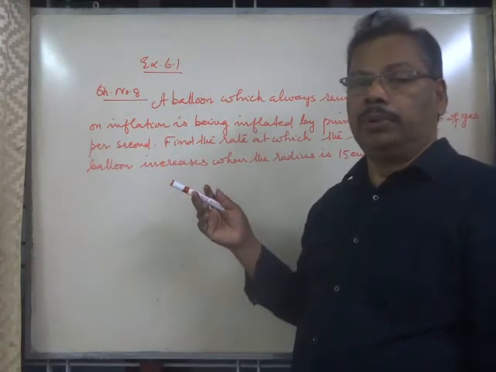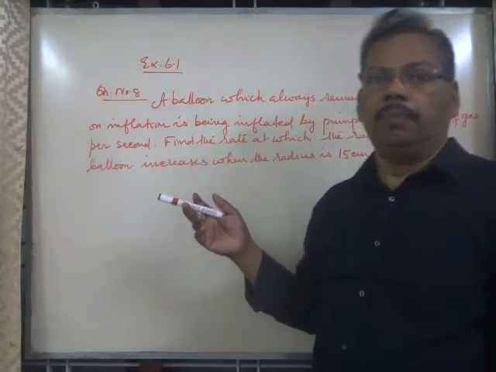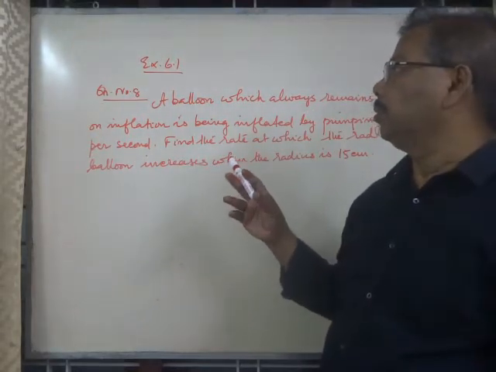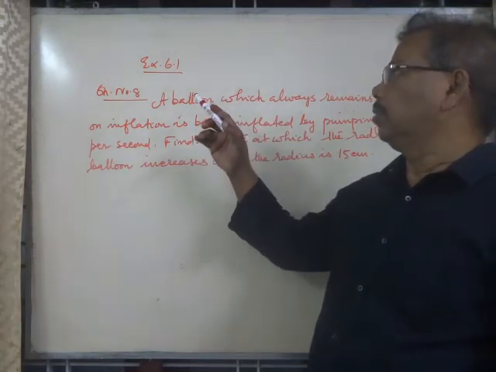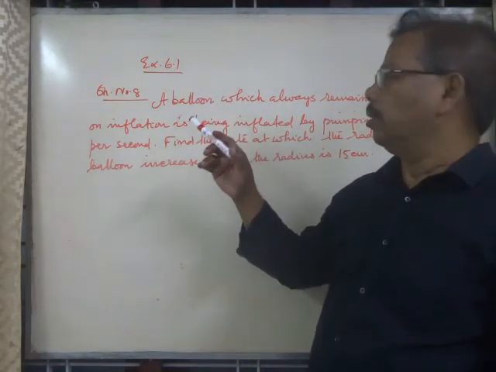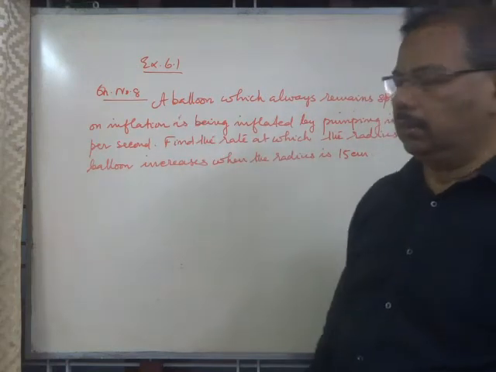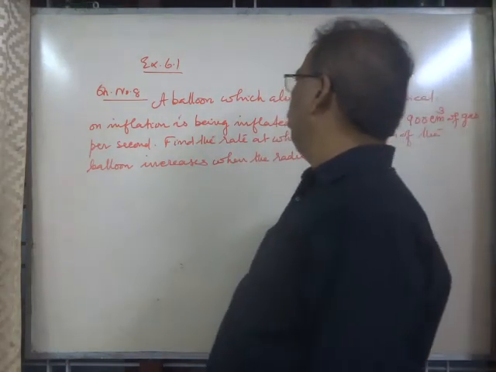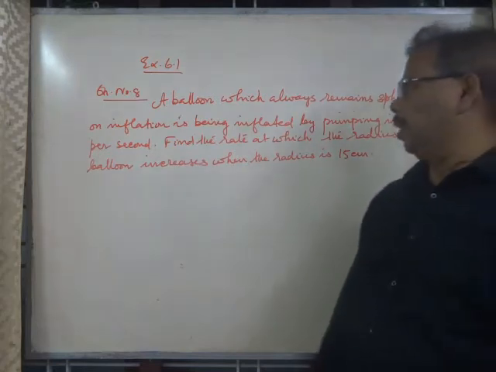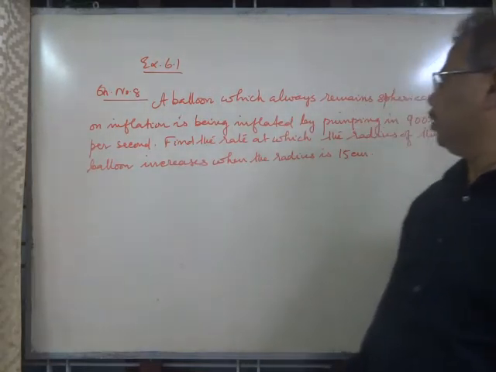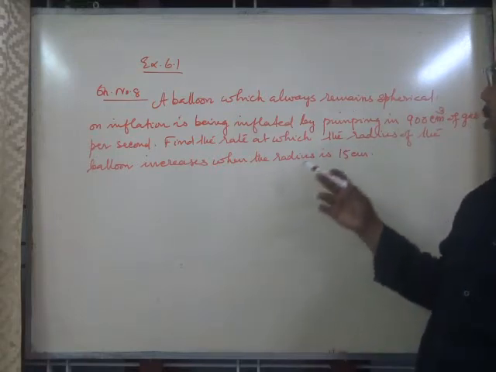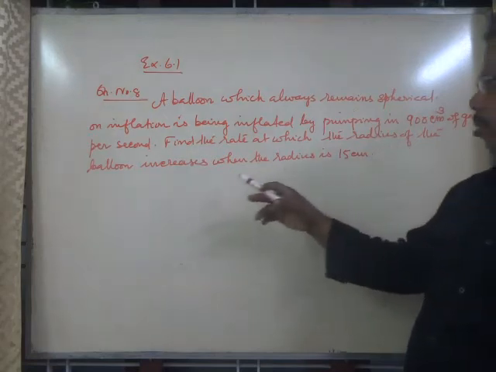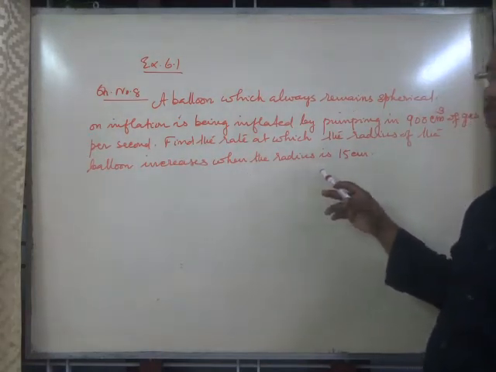Now you have a question from application of derivatives. In the NCERT text, from the exercise 6.1, question number 8. A balloon which always remains spherical on inflation is being inflated by pumping in 900 centimeter cube of gas per second. Find the rate at which the radius of the balloon increases when the radius is 15 centimeter.